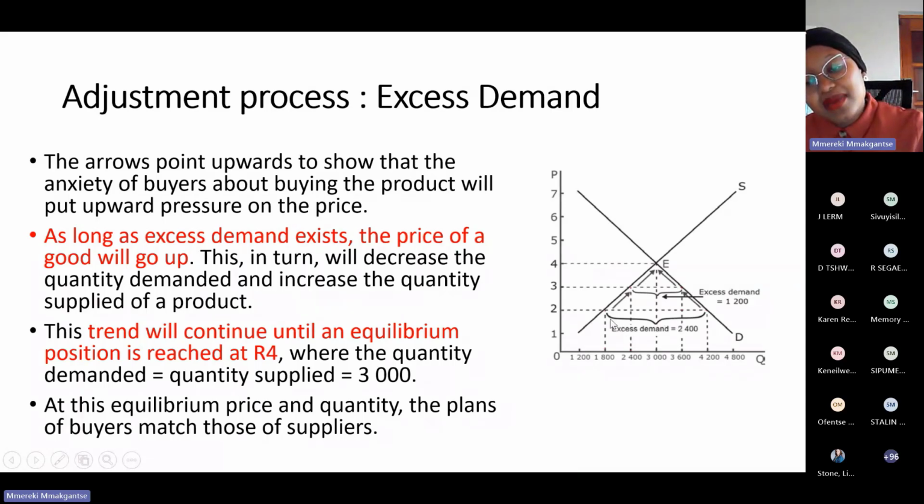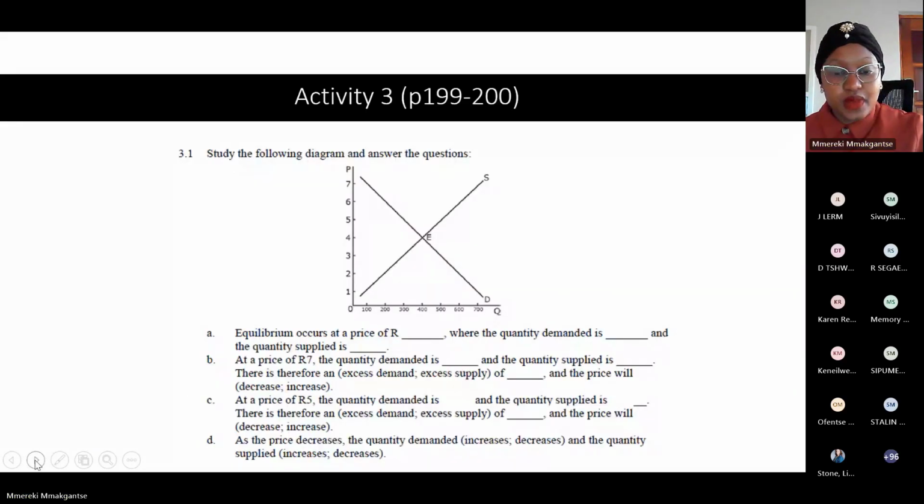And excess supply puts downward pressure on the price, decreasing quantity supplied. At 2 Rand, our quantity supplied was 1,800. At 3 Rand, quantity supplied was 2,400. Now, at 4 Rand, the quantity supplied is 3,000. Remember, at market equilibrium your price must be the same and quantity must be the same. Okay.